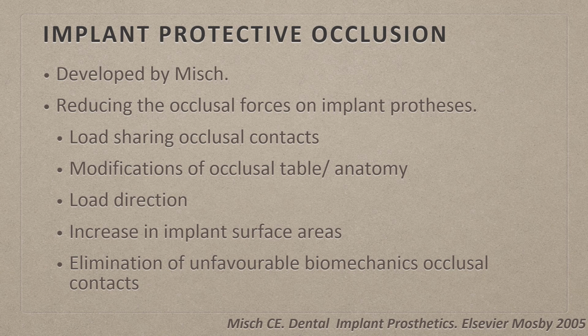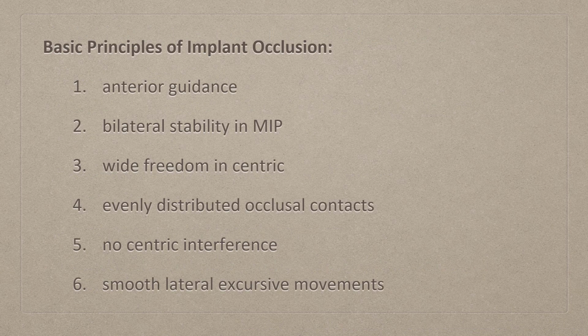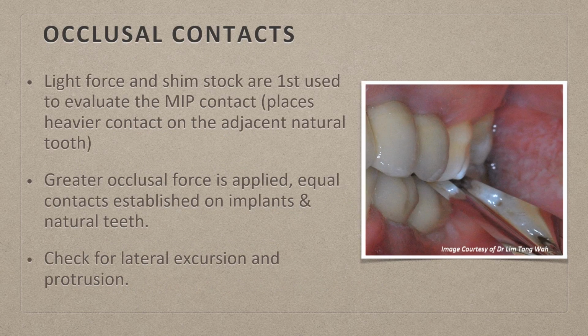implant body angle to occlusal load, cuspal inclination, cantilever distance, crown height, occlusal contact positions, implant crown contour, protect weakest component and occlusal materials. As suggested by Kim and researchers, the basic principles of implant occlusion are anterior guidance, bilateral stability and maximum intercuspal position, wide freedom in centric, evenly distributed occlusal contacts, no centric interference and smooth lateral excursive movements. How to check occlusal contacts of implant restorations?